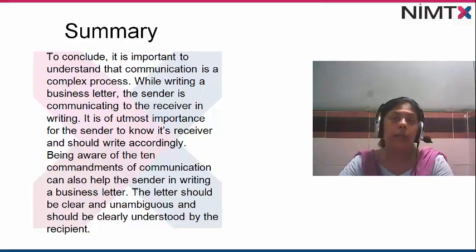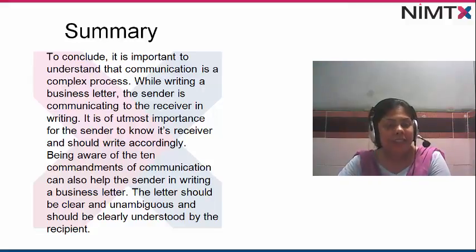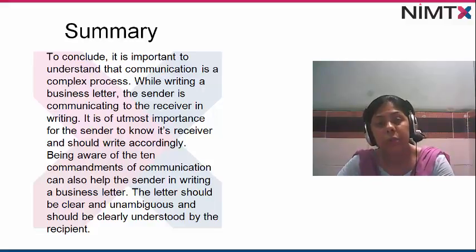Being aware of the 10 commandments of communication can also help the sender in writing a business letter. The 10 commandments, as we discussed in our earlier chapter, may help the sender to know where the communication is going, where the letter is going. It is good to know your receiver. So the 10 commandments may help in it.